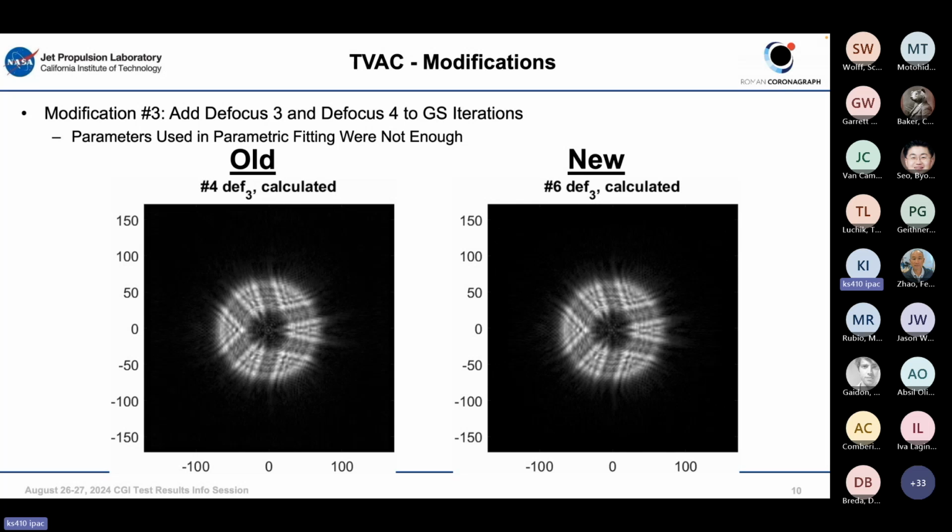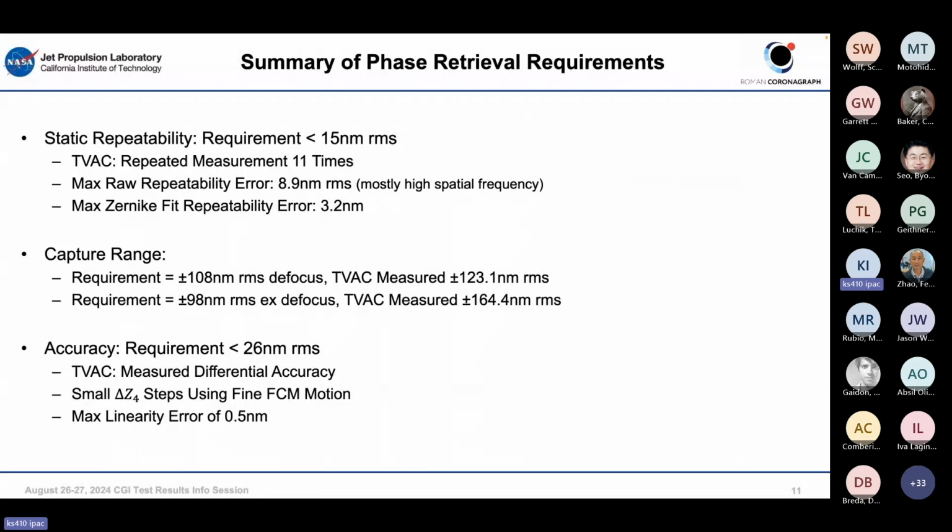So the next part of the presentation is comparing metrics to the requirements. There were three requirements: repeatability, capture range, and accuracy. Repeatability is just what it sounds like. If you capture phase retrieval images over and over again, you should get the same answer. The requirement was 15 nanometers RMS, and we did 11 repeated trials.